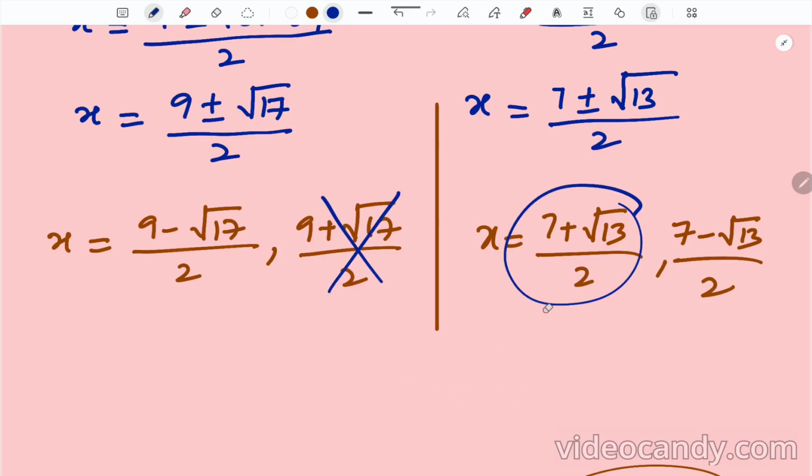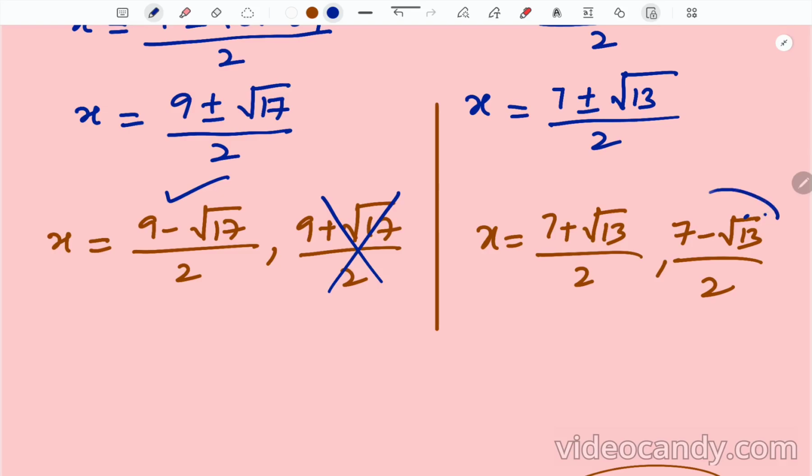In the same way, here also it is 7 plus the approximate value of root 13, let us take that as 3. 7 plus 3 is 10, 10 by 2 is 5. Therefore, this is also more than 4, so this is also invalid. This is also not going to satisfy the equation. Now here, this one is 9 minus the approximate value of root 17, which is 4. 9 minus 4 is 5, 5 by 2 is 2.5. This will be in the range of 0 and 4. Therefore, this one we can consider.